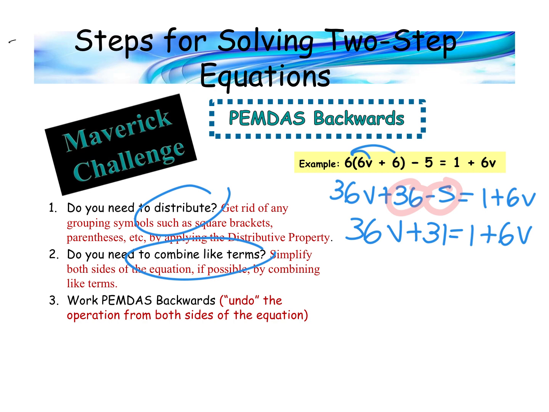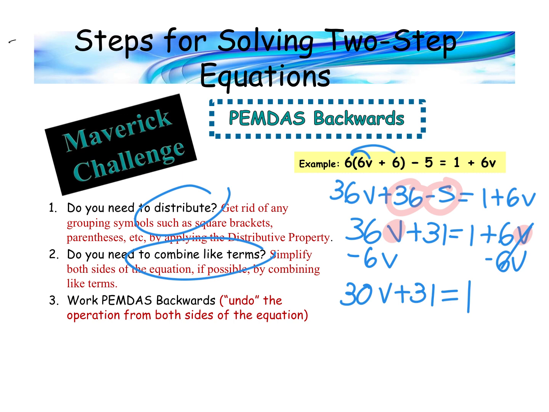Now, we work PEMDAS backwards. I notice that we have a v on the left and a v on the right. I'm just going to go ahead and move that 6v. So 36v minus 6v is going to give us 30v plus 31 equals 1.